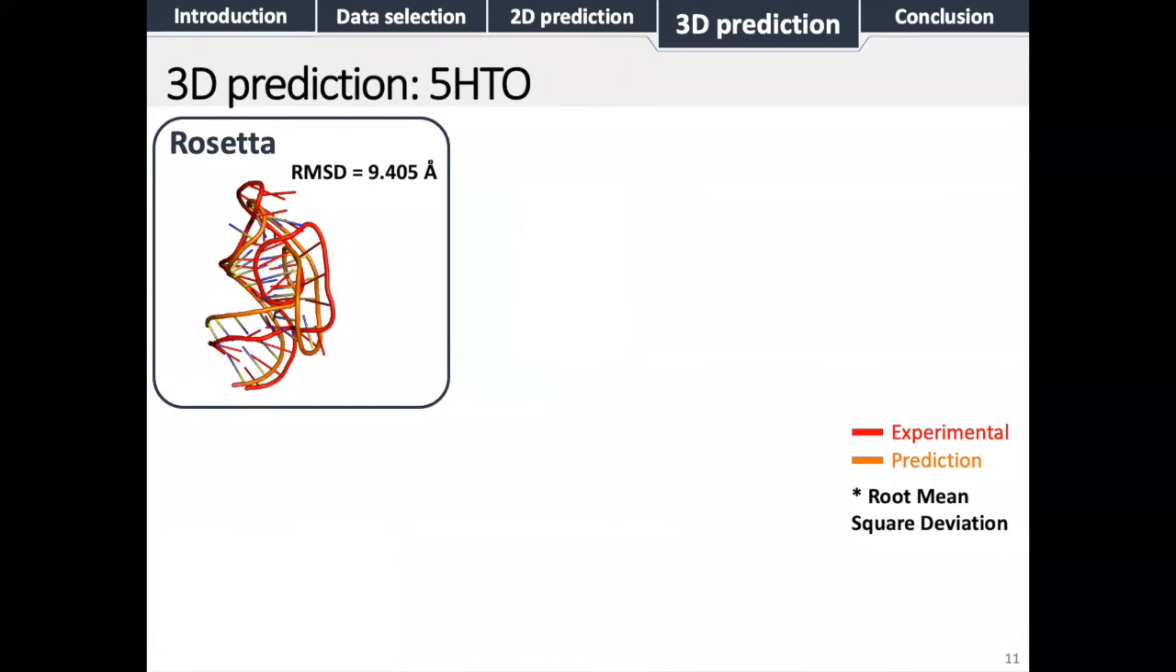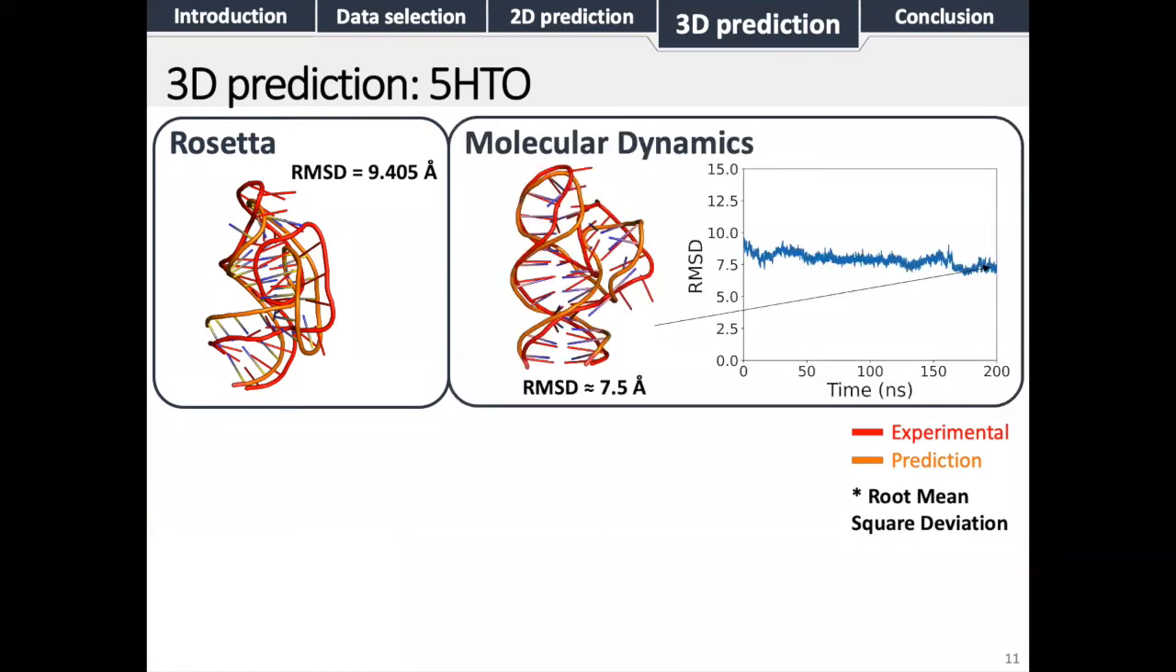For this example, 5-HTO, also available in the PDB, we applied a Rosetta prediction. Again, as you can see, as in the previous one, it doesn't fit with the experimental structure in red, and the MSD is really high. So we perform molecular dynamics. The same thing happens. We observe a slight improvement of the MSD, but it's still quite high. And so we perform AMD just after.